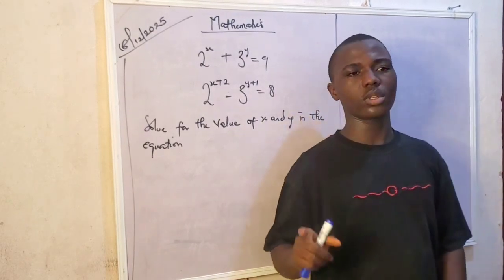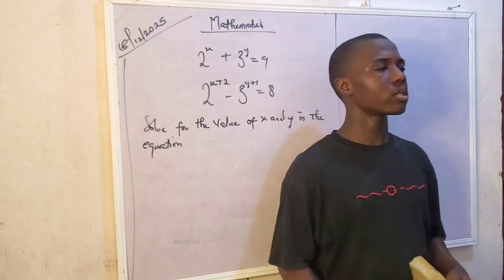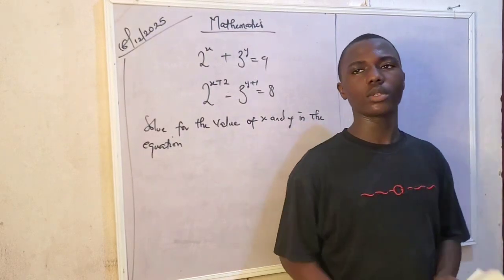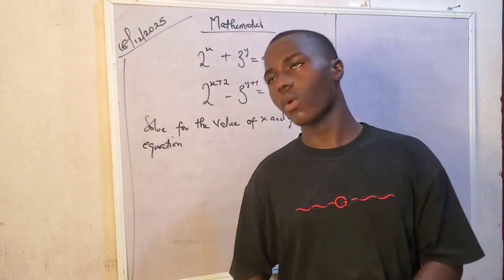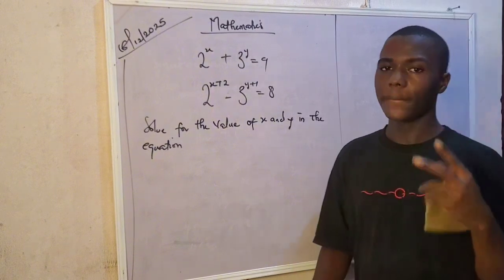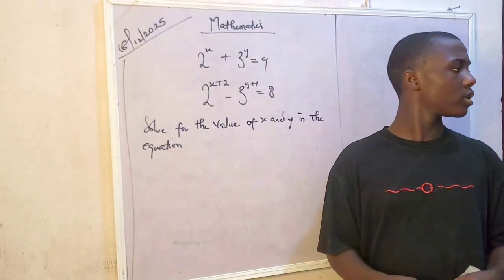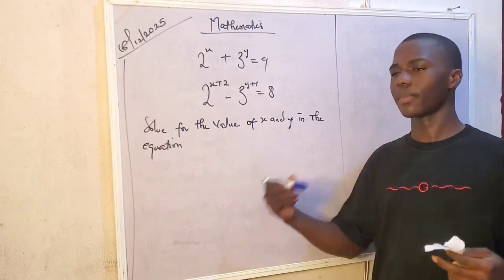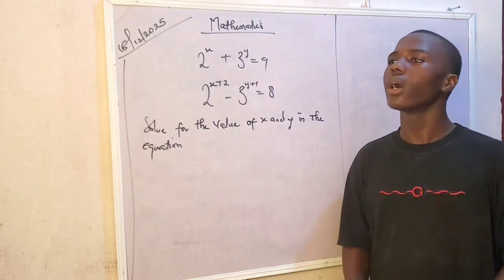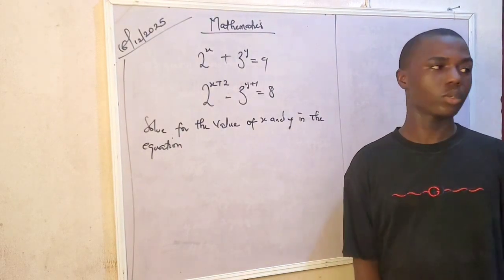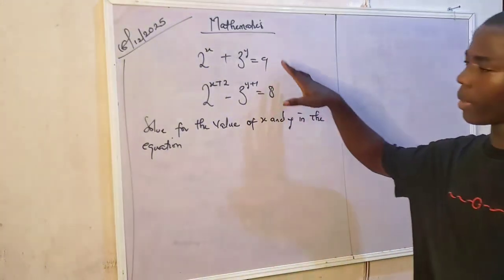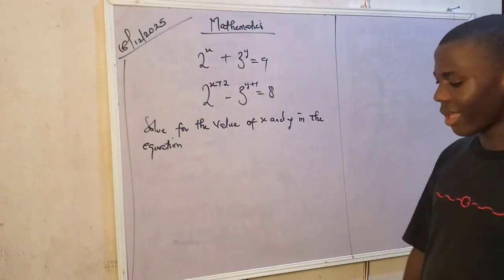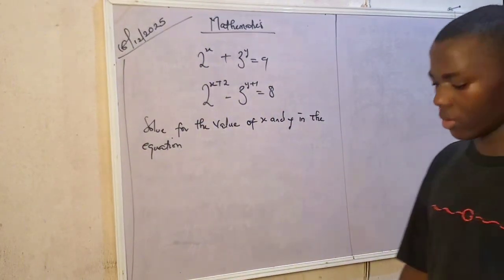In our previous class we were talking about indices. In today's class we are going to be treating indices under two major problems: the one leading to simultaneous linear equation and the one leading to quadratic equation. You can see that here we have a problem on the board. So let's simplify and see how we go about it.